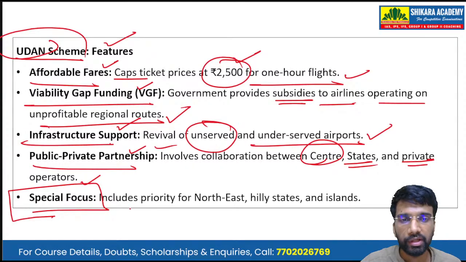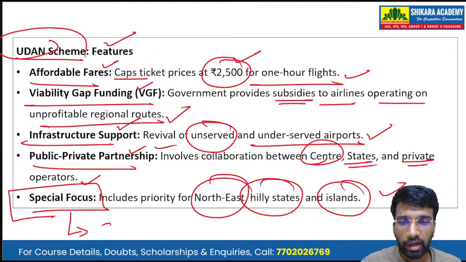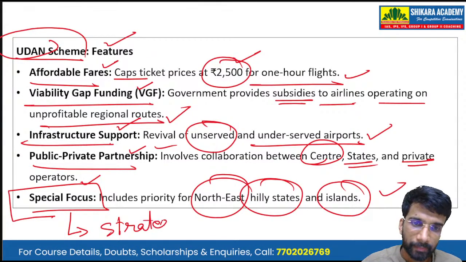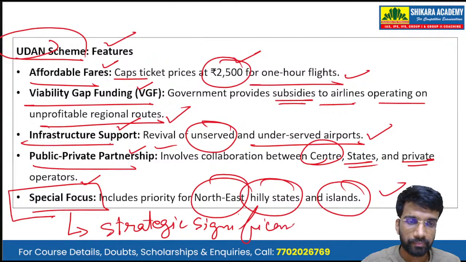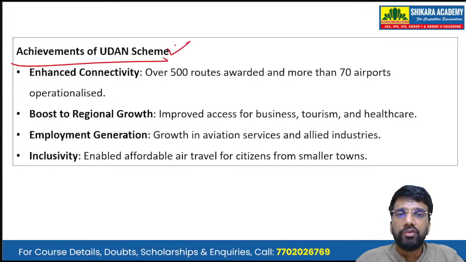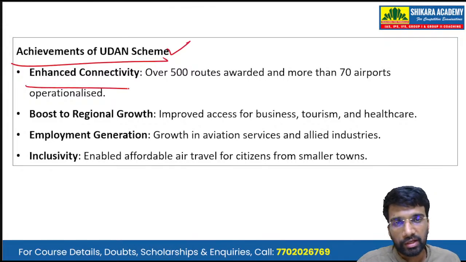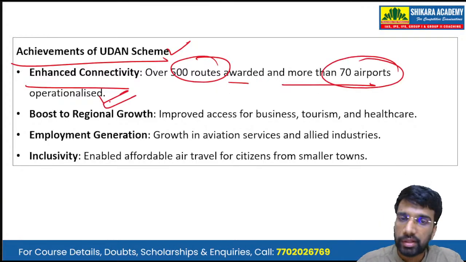Finally, is the spatial focus. It includes priority for the Northeast, the hilly states, as well as the islands, because they can also have strategic significance. Finally, we discuss the achievements of Udan scheme. First is enhanced connectivity. Over 500 routes awarded and more than 70 airports have been operationalized under this scheme.